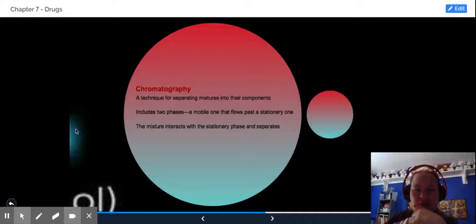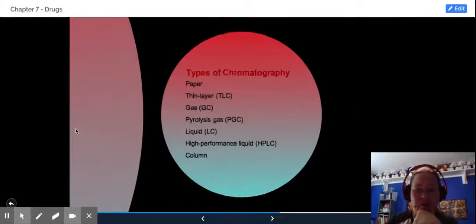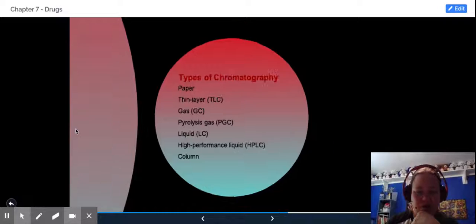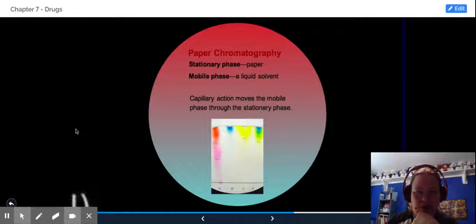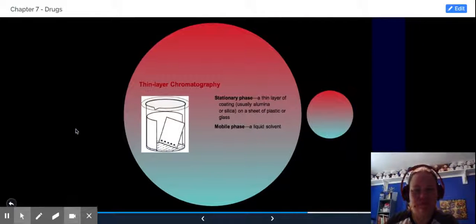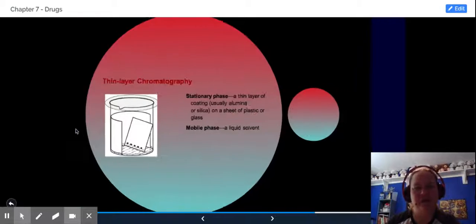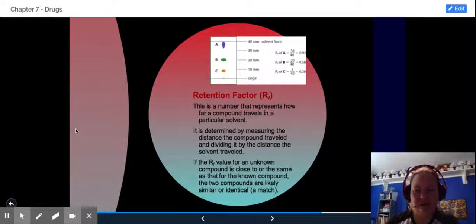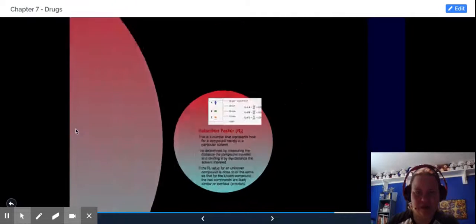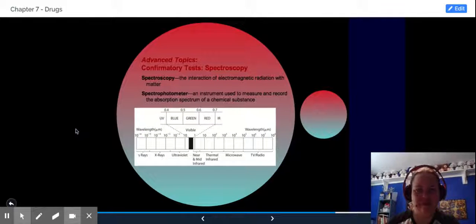Chromatography, again, you'll have a mobile phase that will flow past a stationary phase, and I'm not going to worry too much about this with you guys. But here are the different types and the different results. The stationary phase is the thin layer of coating on a sheet of plastic or glass, and the mobile phase is the liquid solvent. The retention factor is the number that represents how far a compound travels in a solvent. If two are the same, it's a match.